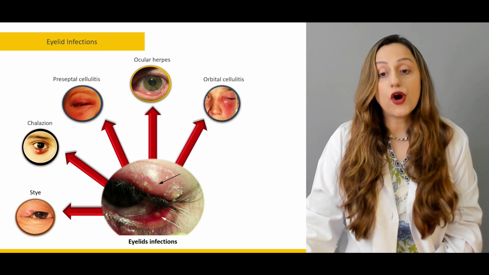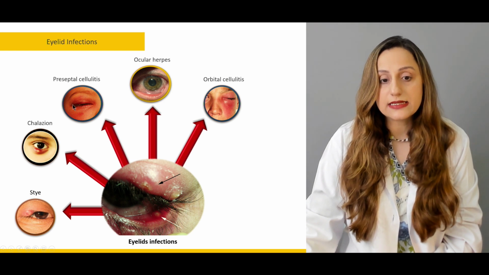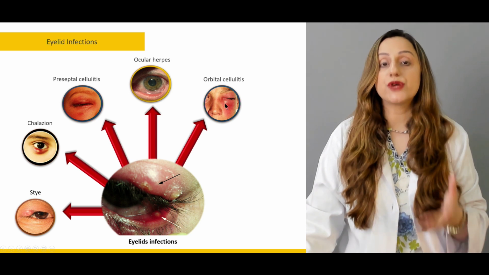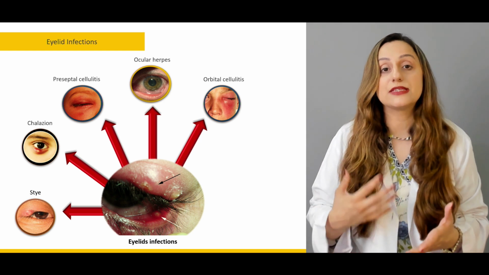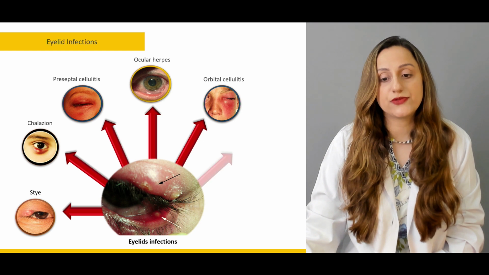And then we have the orbital cellulitis. As you can see, it can be a preseptal cellulitis, and then we have the orbital cellulitis, in which the structures of the orbit are also involved. The infectious state has prolonged, and the orbital structures are also involved in this inflammatory kind of a condition.